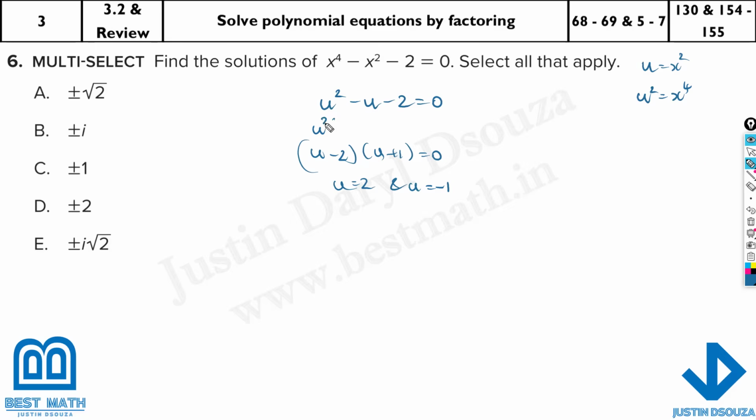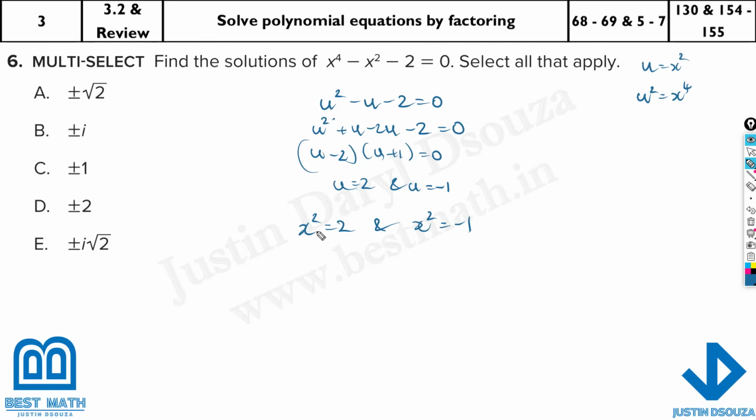So u times u is u squared. U times 1 is plus u, minus 2u and minus 2, that is equal to 0. And then what next? That's done for the u, but u is not the answer. These are the values, right? You need to put x squared over here. So u is equal to 2, meaning x squared is equal to 2, and x squared is equal to minus 1.